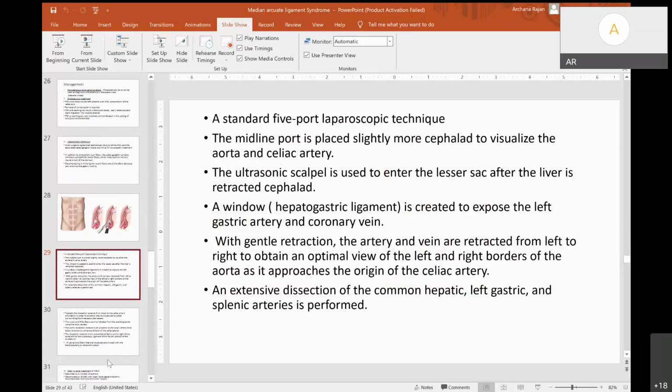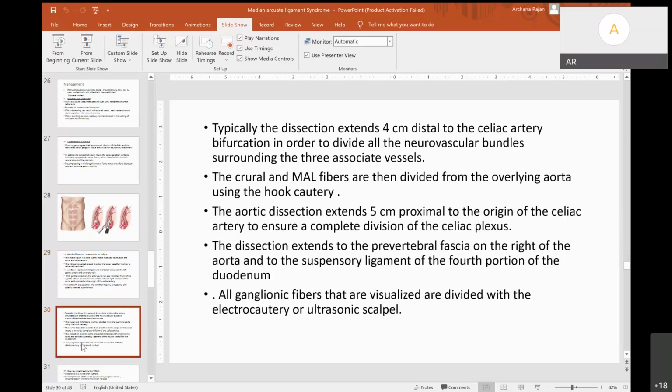It shows an optimal view of the left and right borders of the aorta as it approaches the origin of the celiac artery. Now, an extensive dissection of the common hepatic, left gastric, and splenic arteries is also performed. And typically, the dissection extends 4 centimeters distal to the celiac artery bifurcation in order to divide all the neurovascular bundle surrounding the three associated vessels. That is an important thing.